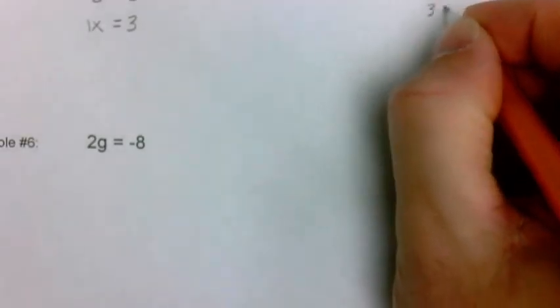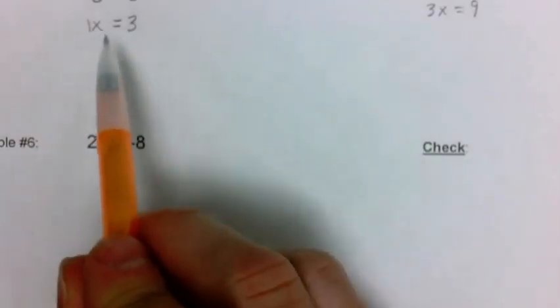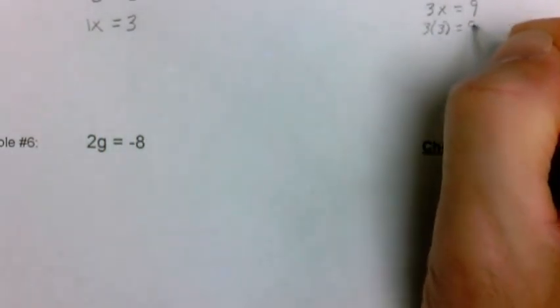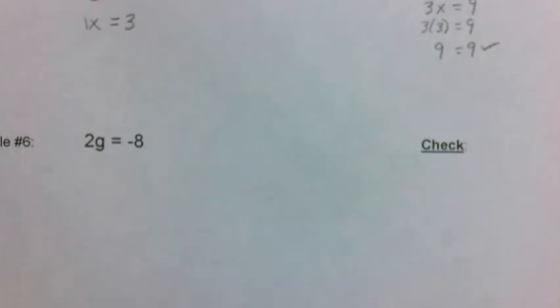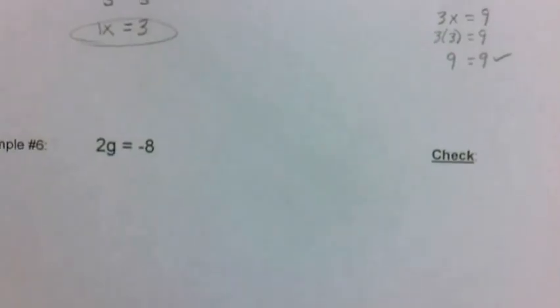So we have 3x equals 9. That's the original equation. Substitute in your answer. We think x is 3. 3 times 3 equals 9. And now 3 times 3 is 9. 9 equals 9. The check worked out. And that helps us realize that x really does have a value of 3.